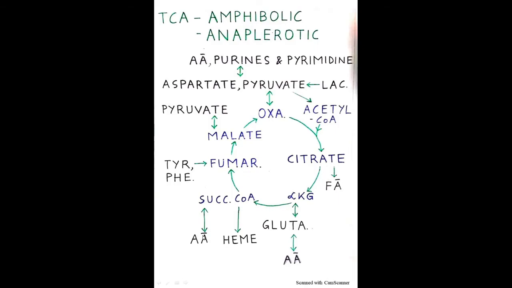On the other hand, from amino acids like methionine, valine, isoleucine, succinyl-CoA can be formed. From tyrosine, fumarate can be formed. So these are the catabolic roles where these amino acids are catabolized through Krebs cycle. So Krebs cycle has both anabolic and catabolic roles and therefore is amphibolic.